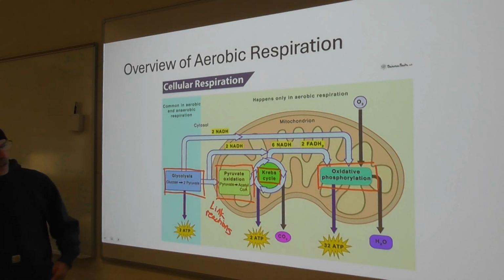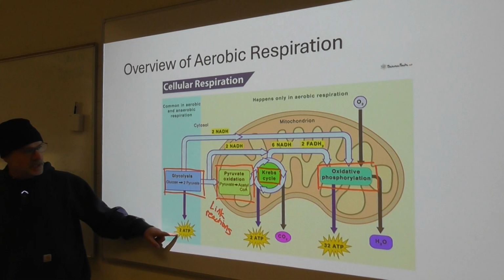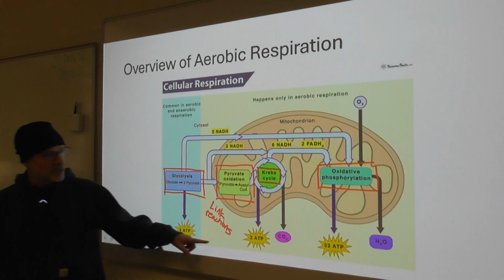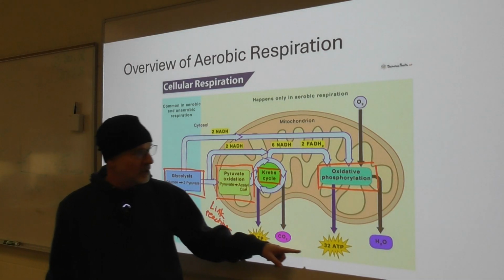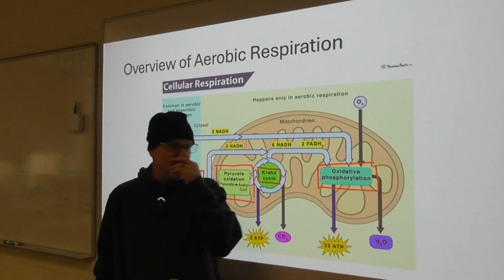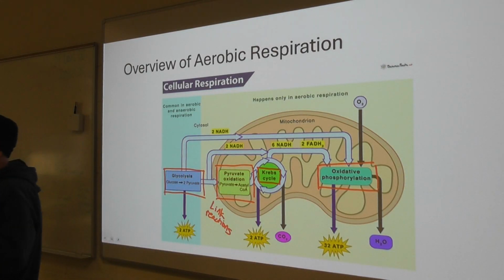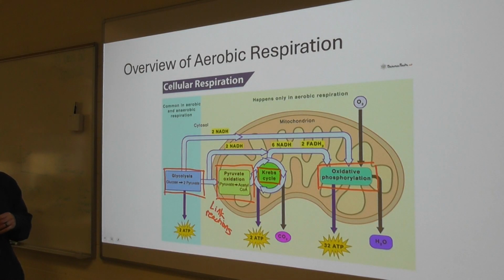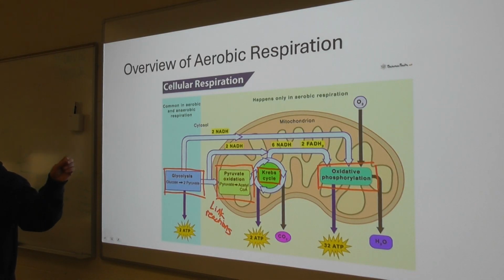And you can see that you get ATP from some of these things. You get ATP from glycolysis, you get some ATP from the Krebs cycle, and you get a bunch of ATP from oxidative phosphorylation. So this is aerobic respiration. This is how it works when there is oxygen that can be used as an energy liberator.